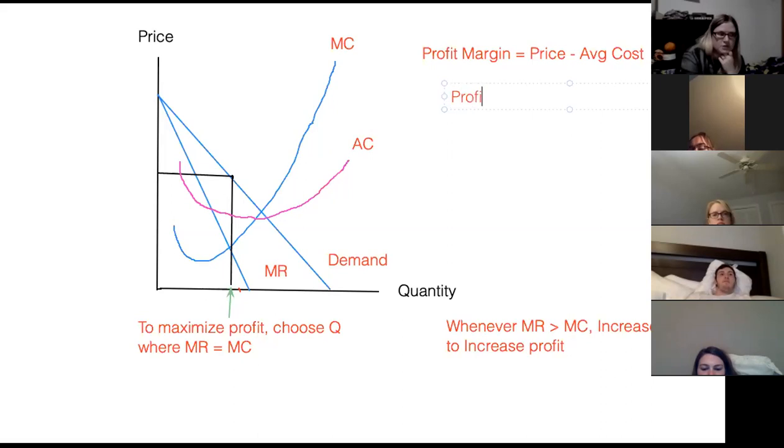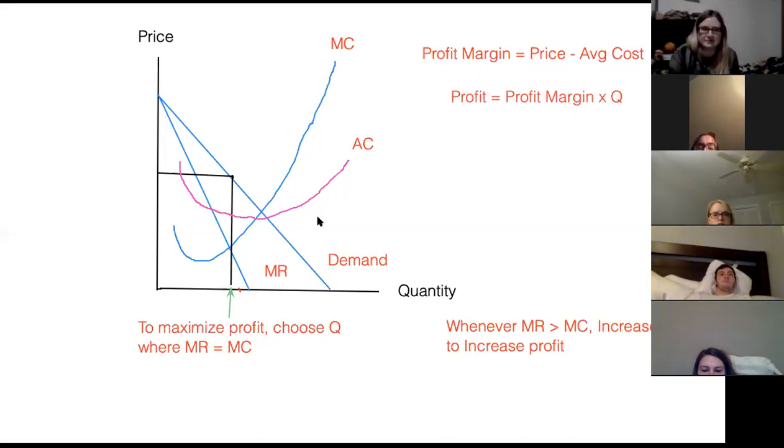Profit equals profit margin times quantity. The profit margin tells us for every quantity that we produce on average, how much money are we making? So if we take the profit margin and we multiply it by quantity, we're going to get our total profit.